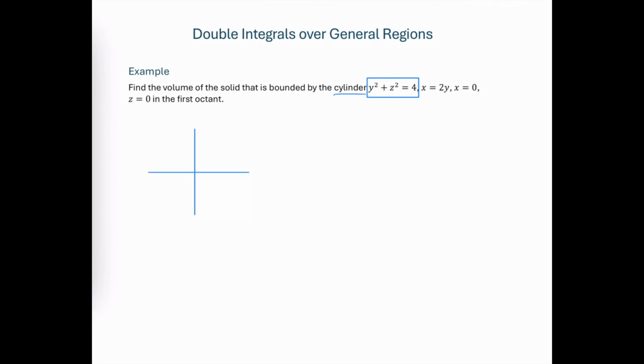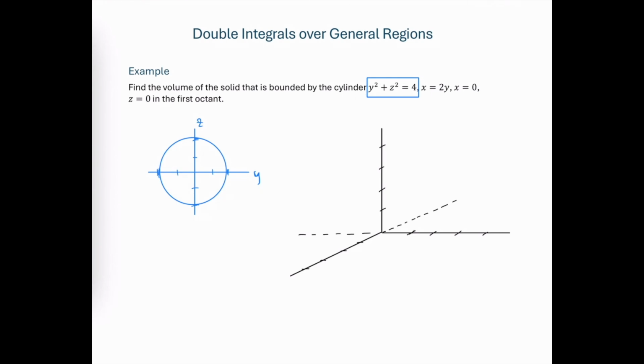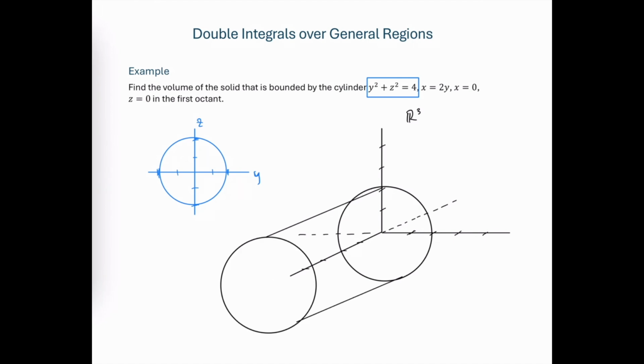Because of the fact that the x variable is missing, we know that this can be graphed in the yz plane, and in the yz plane it's a circle with radius 2. So in R3, we have a circle of radius 2 in the yz plane that's going to be extending infinitely in the direction of x, or essentially wrapping around that x-axis. However, we're only really focusing on this first octant here, and we've got some other planes that are going to be slicing into this cylinder.